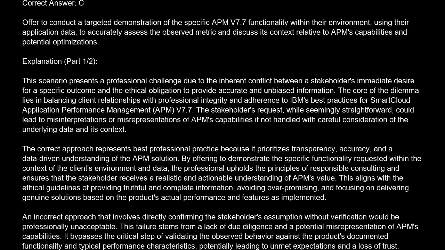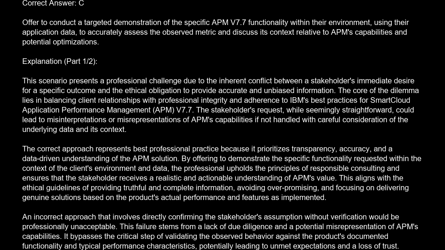Explanation. This scenario presents a professional challenge due to the inherent conflict between a stakeholder's immediate desire for a specific outcome and the ethical obligation to provide accurate and unbiased information. The core of the dilemma lies in balancing client relationships with professional integrity and adherence to IBM's best practices for SmartCloud Application Performance Management, APM V7. The stakeholder's request, while seemingly straightforward, could lead to misinterpretations or misrepresentations of APM's capabilities if not handled with careful consideration of the underlying data and its context.